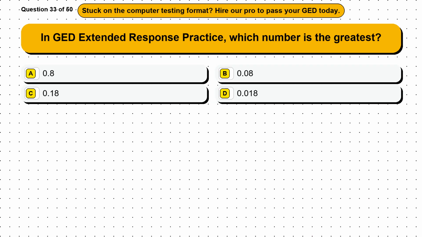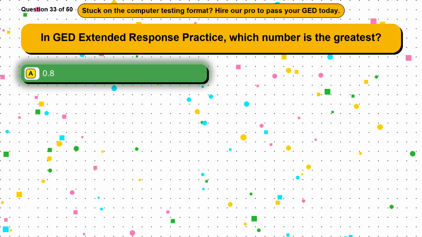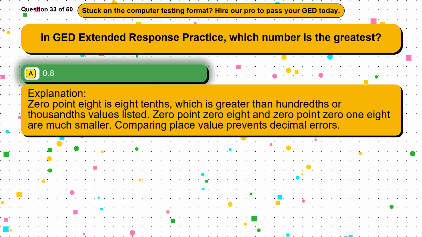Question 33. In GED Extended Response Practice, which number is the greatest? Option A 0.8. Option B 0.08. Option C 0.18. Option D 0.018. The correct answer is option A. 0.8. 0.8 is 8/10, which is greater than hundredths or thousandths values listed. 0.08 and 0.018 are much smaller. Comparing place value prevents decimal errors.